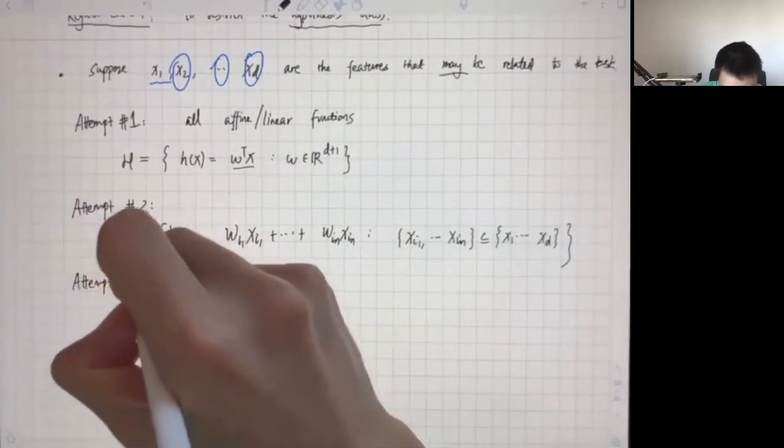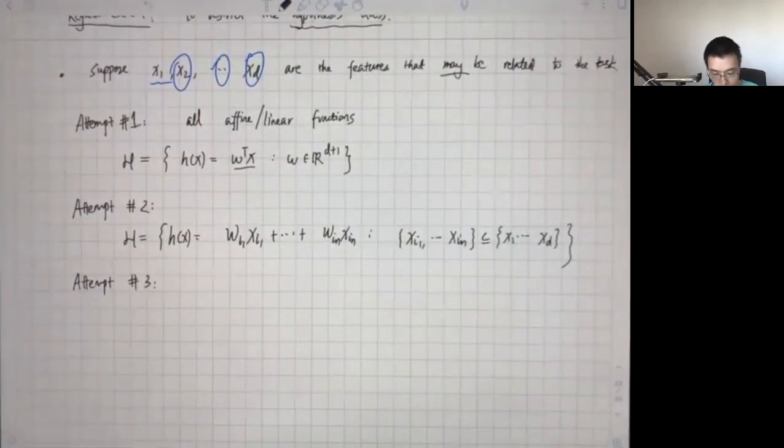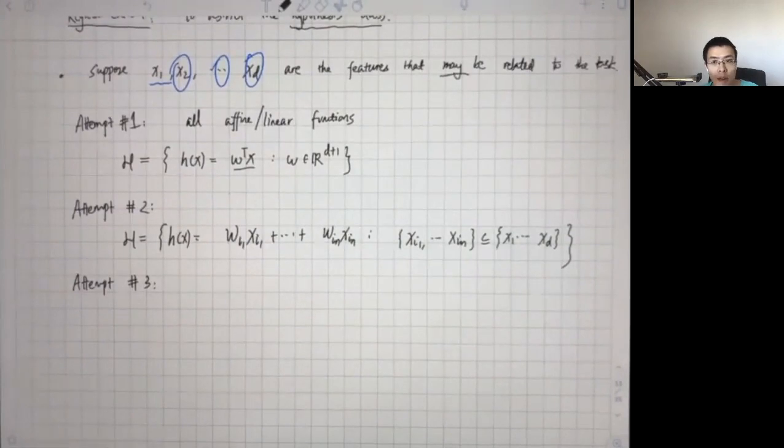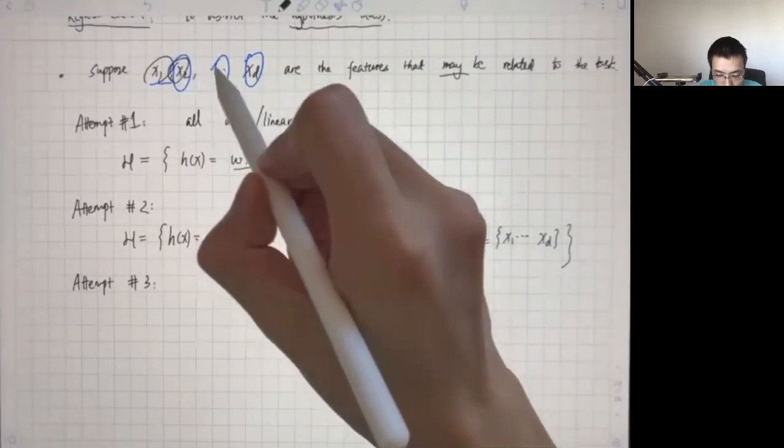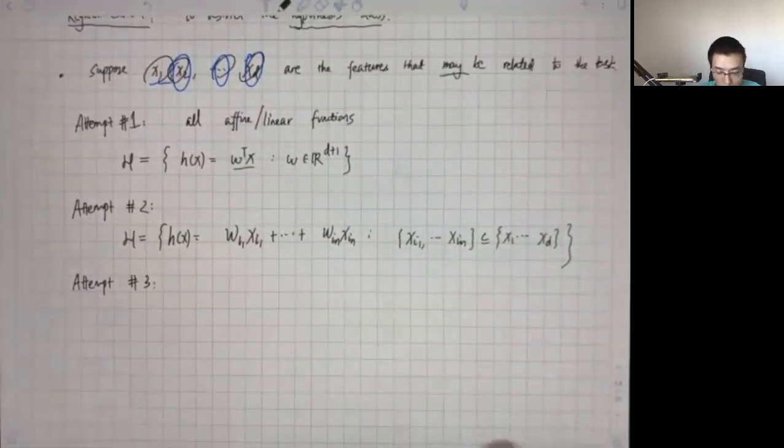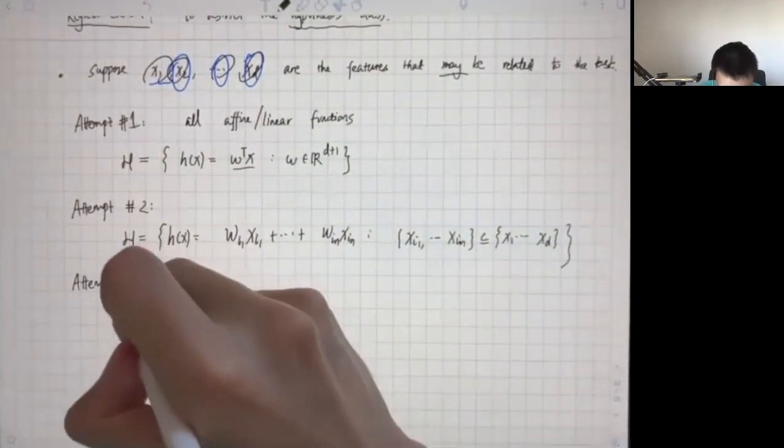Third attempt. Now this time I'm having a clever idea. I would like to include all the features, just like a linear transformation.